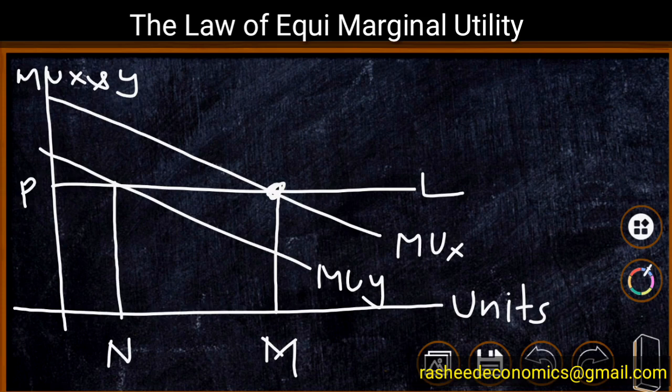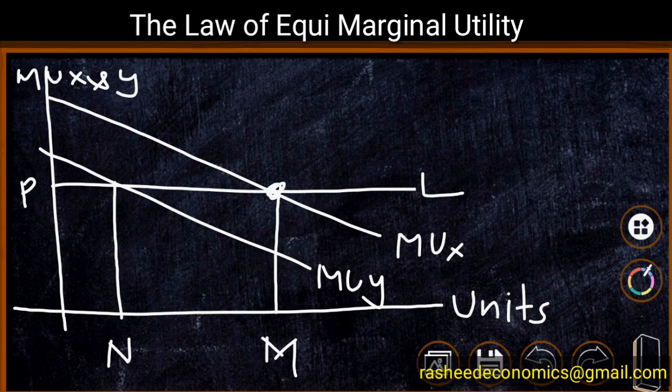Now we are saying that marginal utility of X is equal to marginal utility of Y. Marginal utility of X and marginal utility of Y are the lines drawn from the quantity axis to the curves. Marginal utility of X is the line drawn from the quantity axis to the marginal utility of X curve, and marginal utility of Y is the line drawn from the quantity axis to the marginal utility of Y curve. Here marginal utility of X is equal to marginal utility of Y. As per the law of equimarginal utility, this is the point of consumer equilibrium.